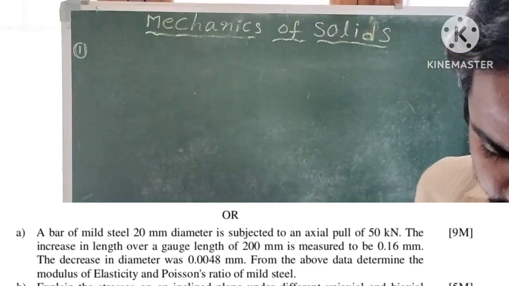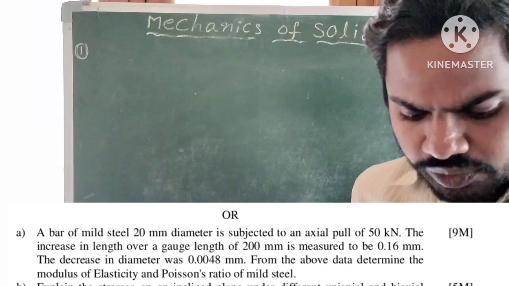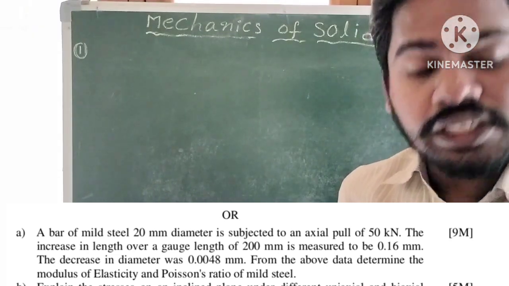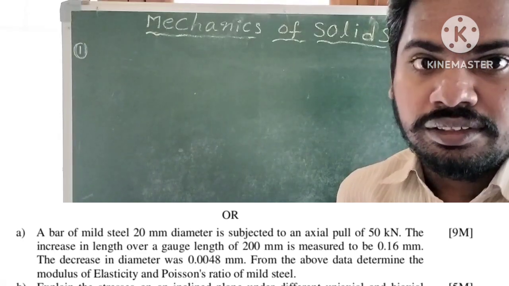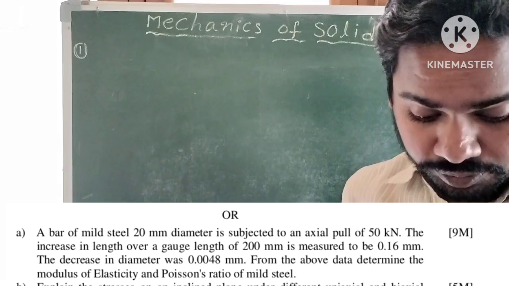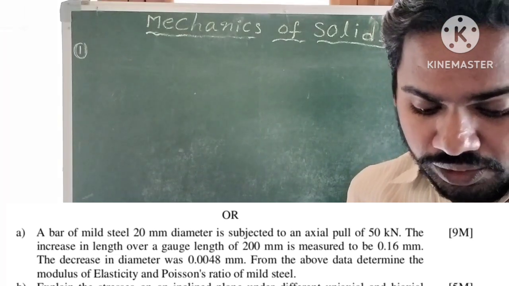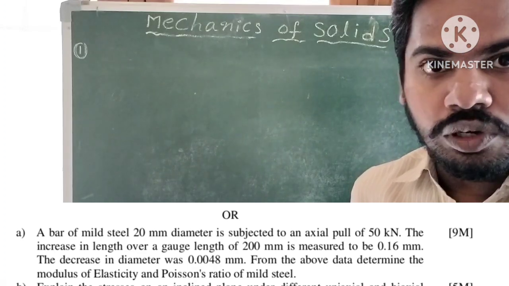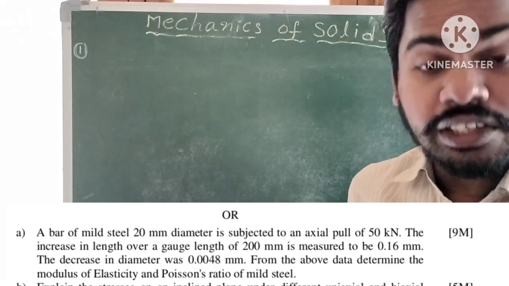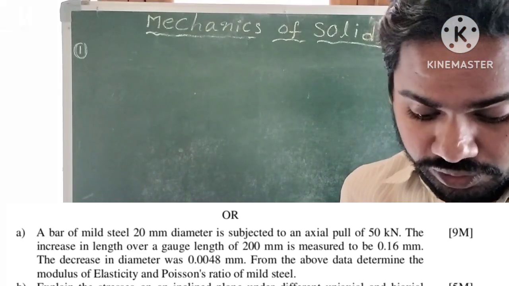A bar of mild steel 20 mm diameter is subjected to an axial pull of 50 kN. So there is a mild steel bar. Here the bar is made up of mild steel, its diameter is 20 mm, and it is subjected to an axial pull or axial force of 50 kN. Here axial pull is 50 kN.